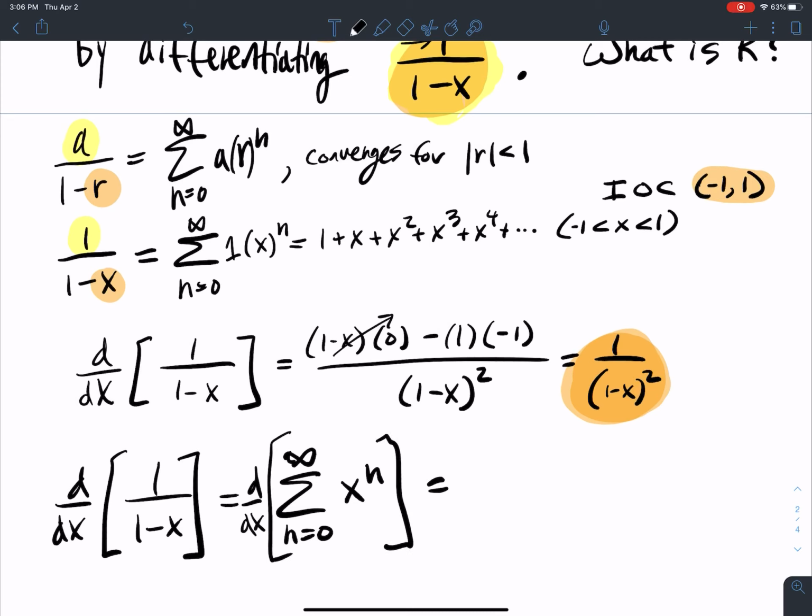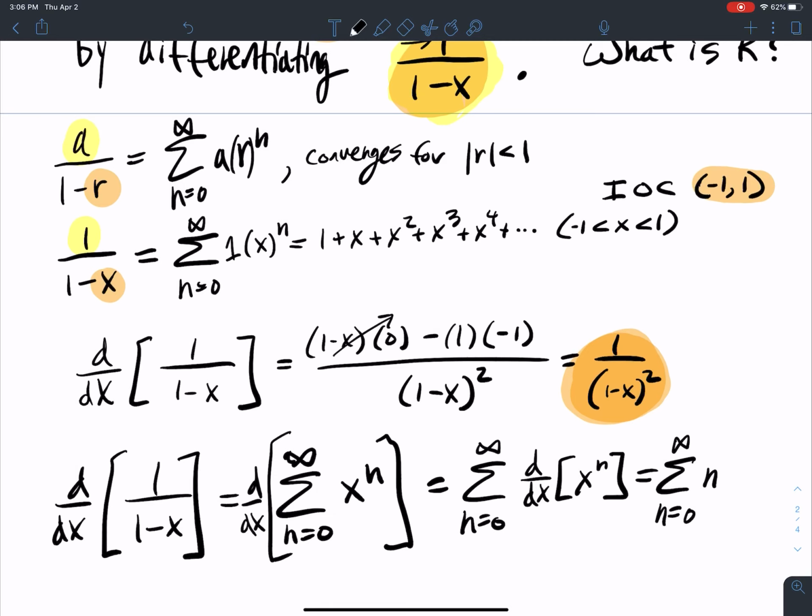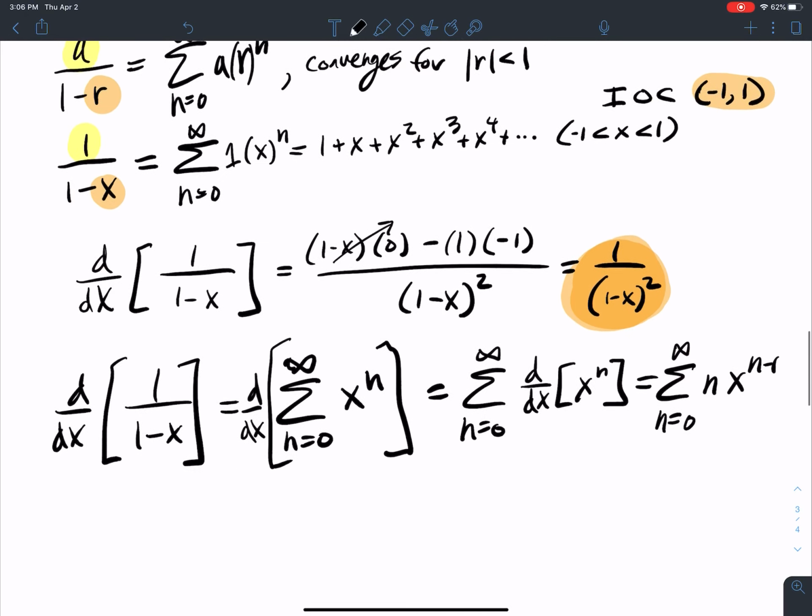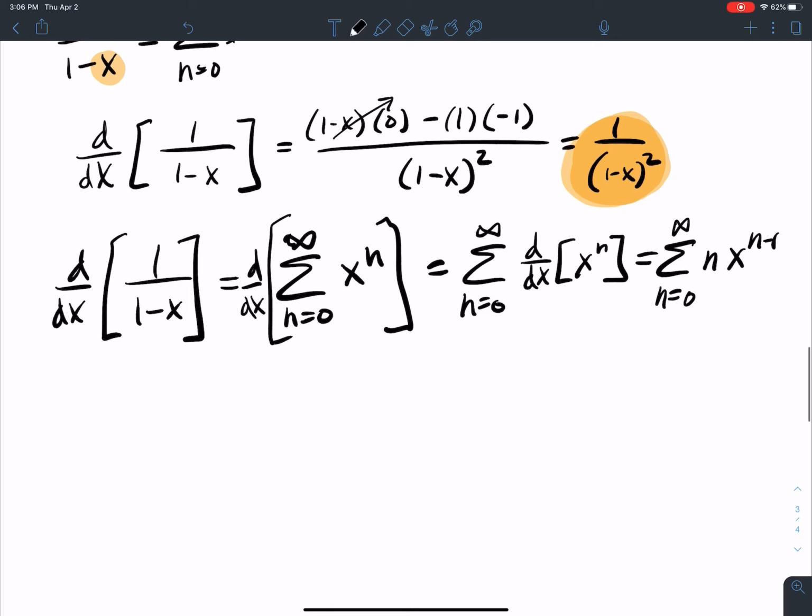And the derivative of the right side, I take the derivative of each term individually. And so this is the sum from n going 0 to infinity of what? d/dx of x to the n, which is equal to the sum, n going from, well, let's just play this out and put 0 here and see what happens, right? So this is what? n x to the n minus 1. That's the derivative of x to the n with respect to x.